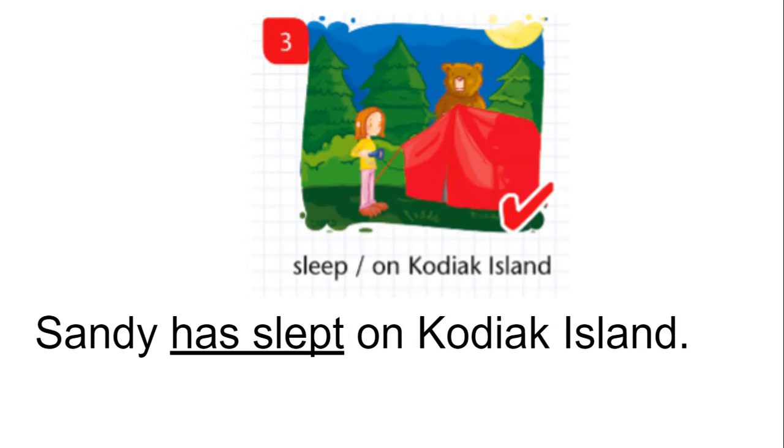Number 3. There's a check mark next to it. So are we going to use has or hasn't? Has. And sleep is irregular, so we would do slept. The final sentence is Sandy has slept on Kodiak Island. Number 4.